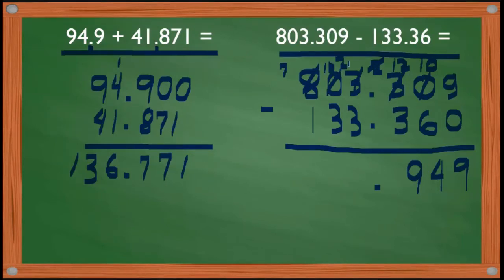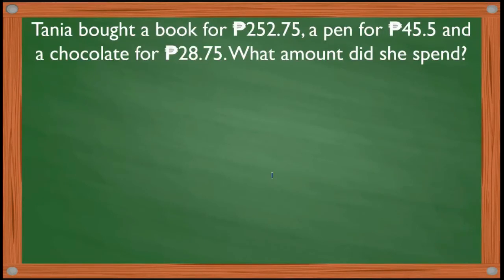Pero kailangan nito mag-borrow kay 10. So instead of 10, it will become 9. And then this one will become 12. So 12 minus 3 is 9. And then this is 9 minus 3 is 6. And then 7 minus 1 is 6. So we have 669.949. Okay, let's go now with the word problem.